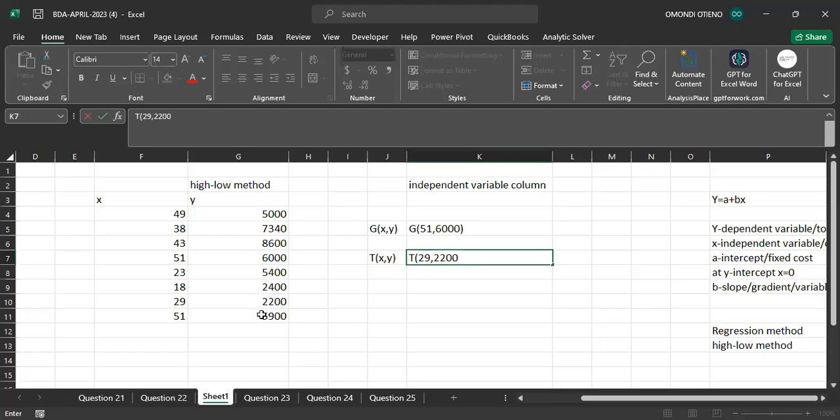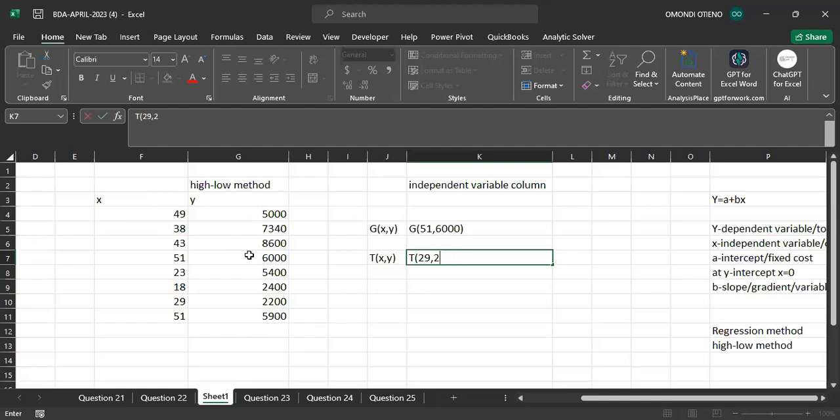2,200 is the lowest value in column Y. Of course, they are right. 2,200 is the lowest value in column Y. But whatever will be guiding you is the independent variable column. The highest value and the lowest value will be considered from which column? Column X, the independent values column.